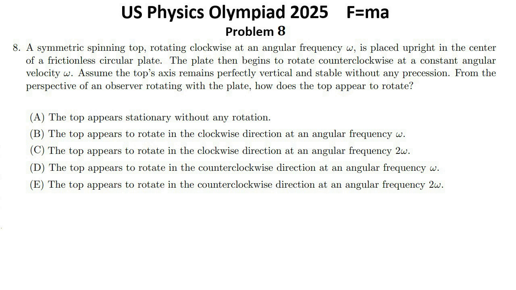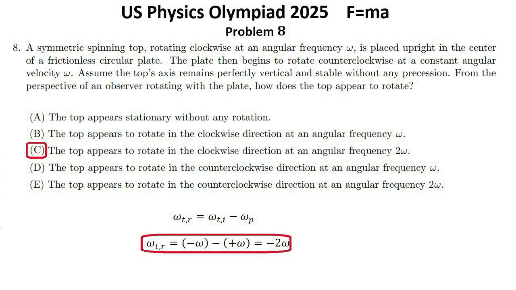From the perspective of an observer who is rotating along with the plate at angular velocity omega, the apparent angular velocity of the top is given by the transformation omega top rotating equals omega top inertial minus omega plate. Plugging in the frequencies we have omega top rotating equals negative omega minus omega, which is negative 2 omega. Since the negative sign indicates clockwise rotation, the observer on the rotating plate perceives the top to be spinning in the clockwise direction at twice its original frequency. This is choice C. And that was solution for problem 8.